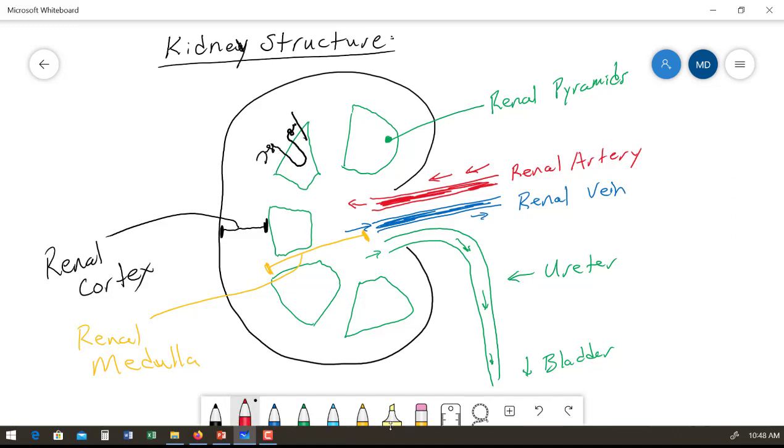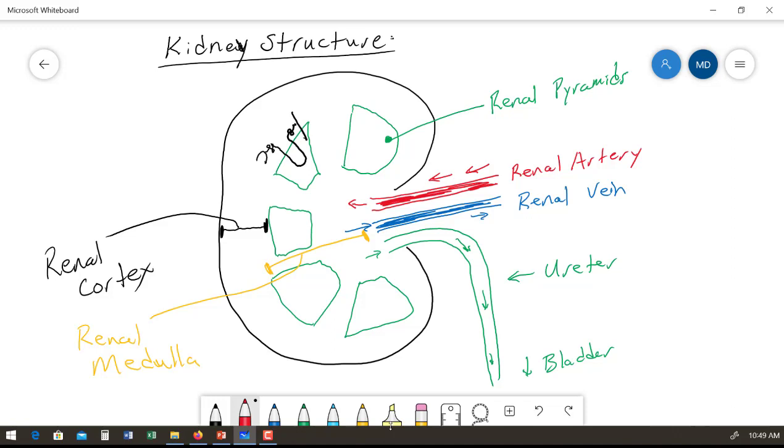Now what happens in this nephron is through a series of tubules, which we'll draw in just a moment here. It's going to do what's called filtration, and then secretion and reabsorption. So it's going to do all three of those things, and I'll describe those later.